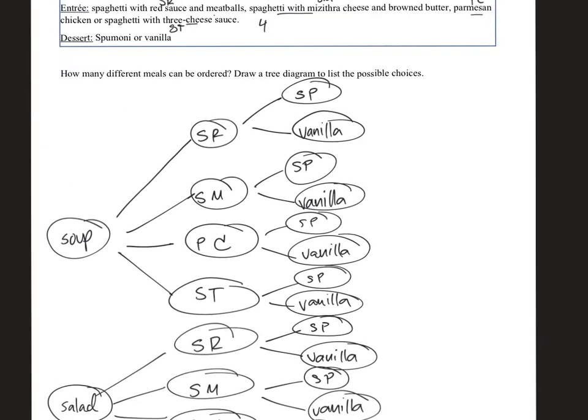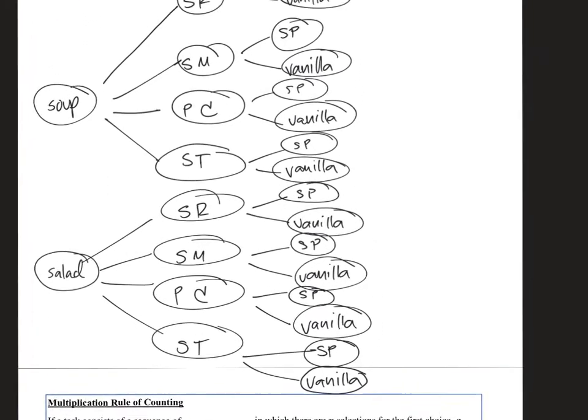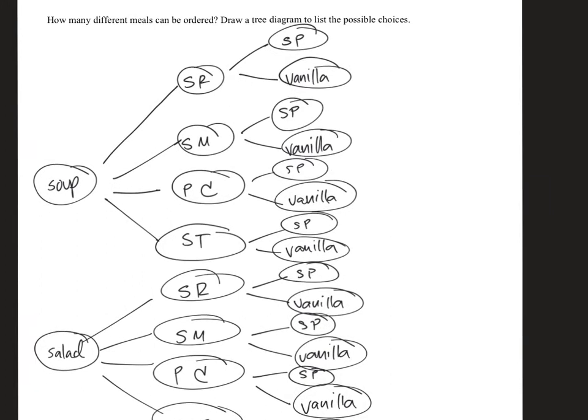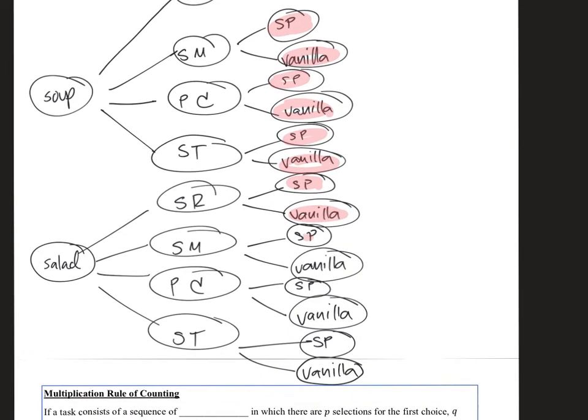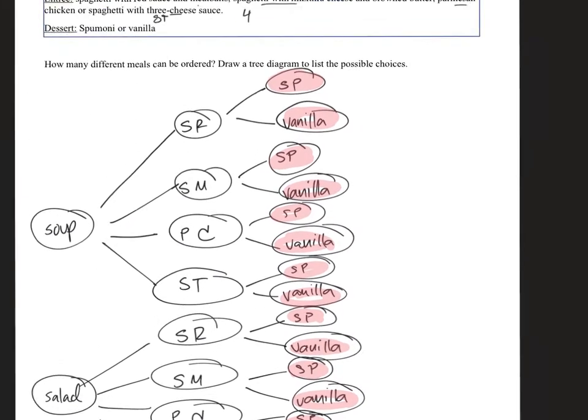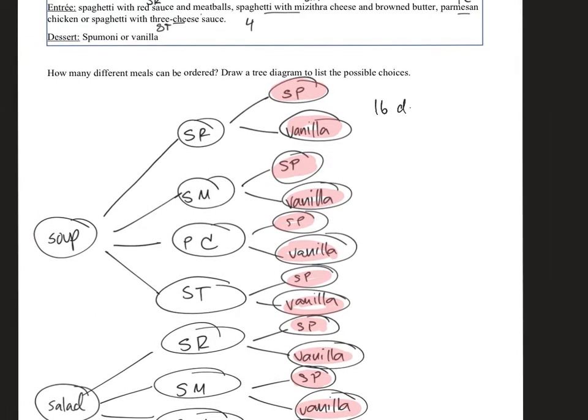Alright, so these are the different options we have. So, how many possible meal options do we have? Well, we could count up the combinations by looking at the end of each one. So, this is one possible combination if we went through all 3 of these. So to count up the total possibilities, we're just going to count all of the ends that we see. So 1, 2, 3, 4, 5, 6, 7, 8, 9, 10, 11, 12, 13, 14, 15, 16 different options. So if we did the tree diagram, we'd find out we have 16 different options. So 16 different meals can be ordered.